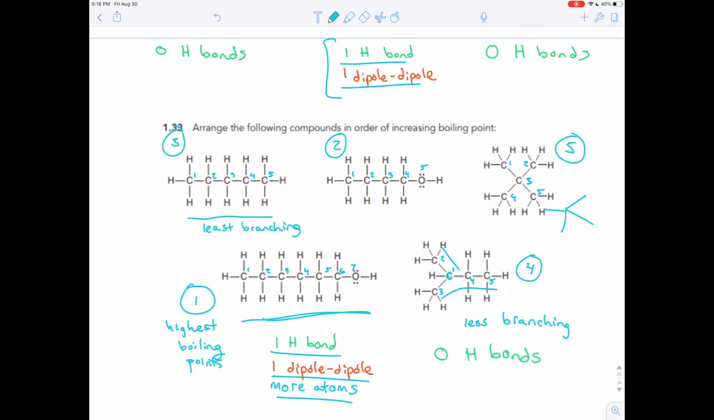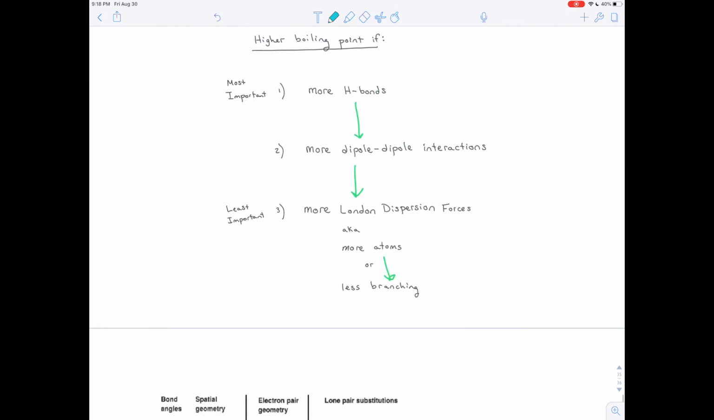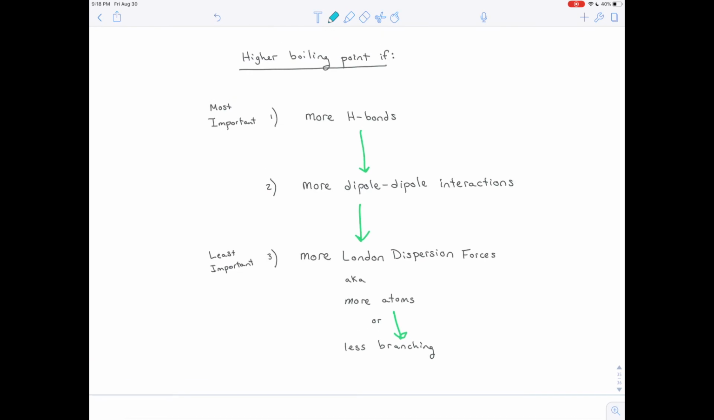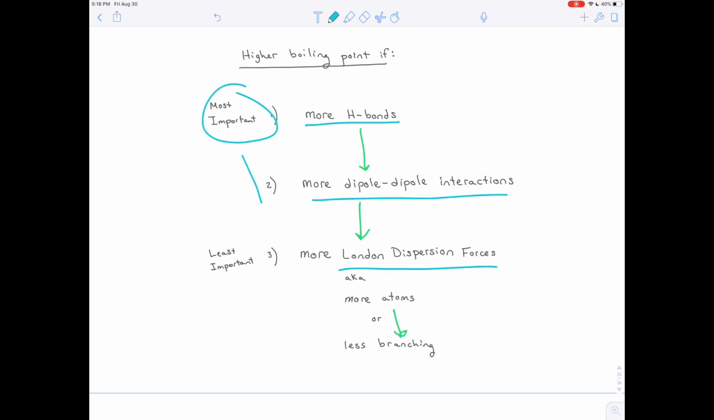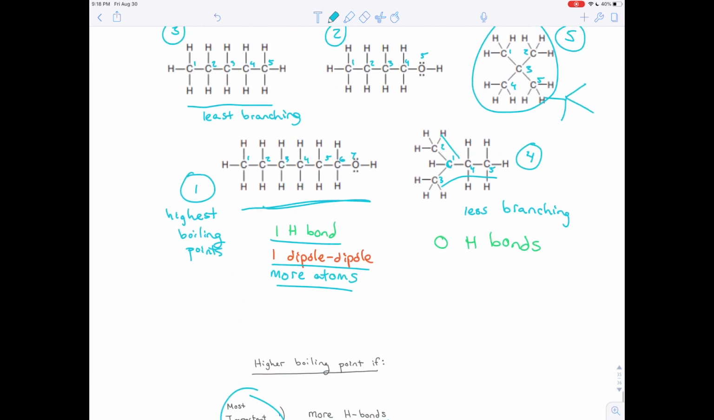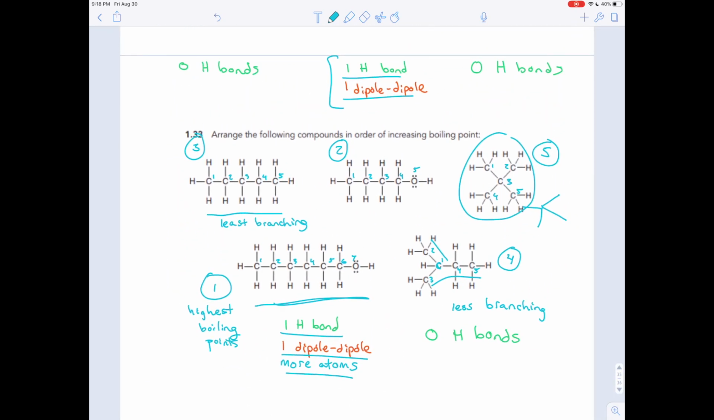This one not only has no hydrogen bonds, no dipole-dipole interactions, but it has a lot of branching, and so the atoms that it does have are not able to line up very well, and so have very few London dispersion forces. So when you're trying to arrange things in boiling points, you would want to go through this sort of thought process to figure out which one has the stickiest intermolecular forces keeping them together. You start at the top. These are the most important. Only if it ties do you go down. Keep a little tab, and that's your reasoning for why some molecules would have higher boiling points than others.